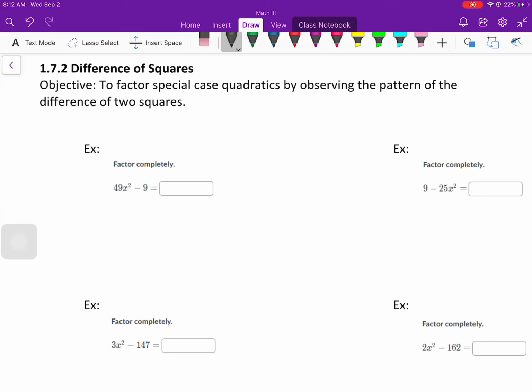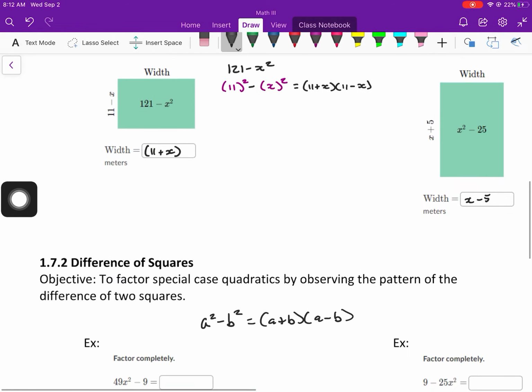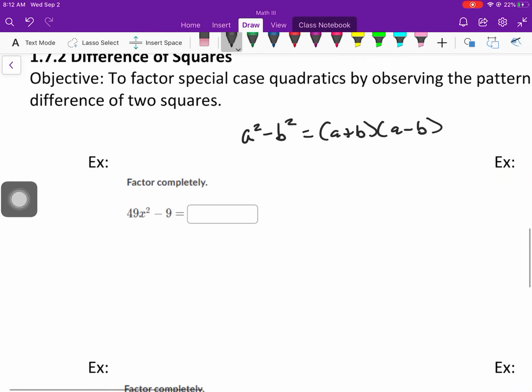If you watch the video from the last section, you'll remember that I told you the easiest way is just to identify that pattern: a squared minus b squared equals a plus b times a minus b. And I taught you that whole 0x is a way to go about it in the more traditional sense of how we factor. But things get a little bit more difficult in this section, and it's much easier to identify this pattern. So what we're going to do first, we have 49x squared minus 9.